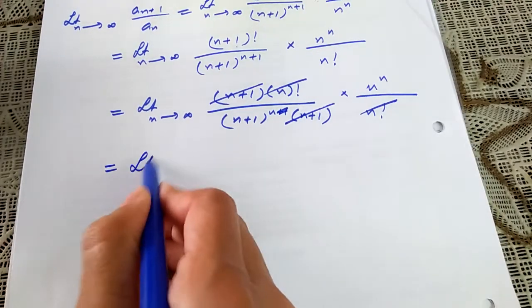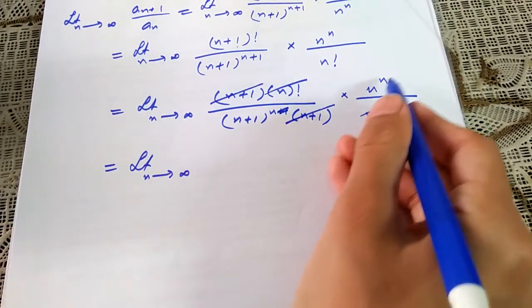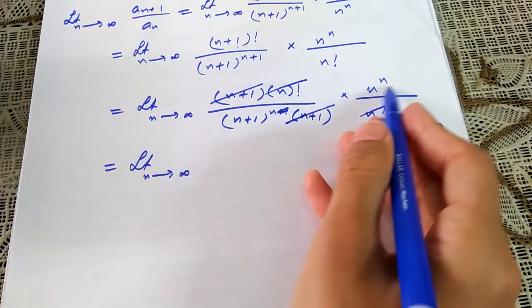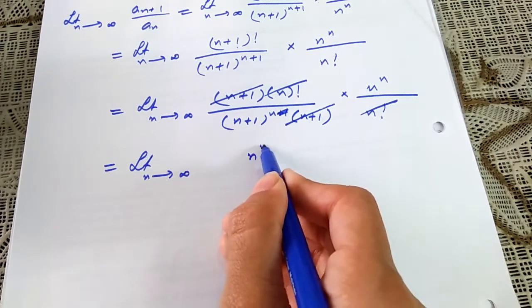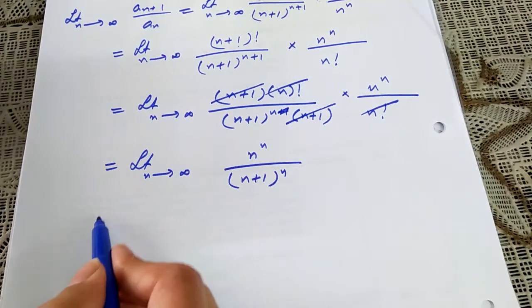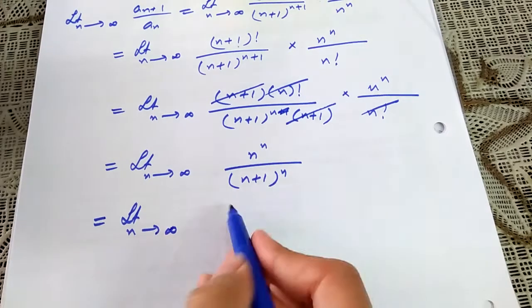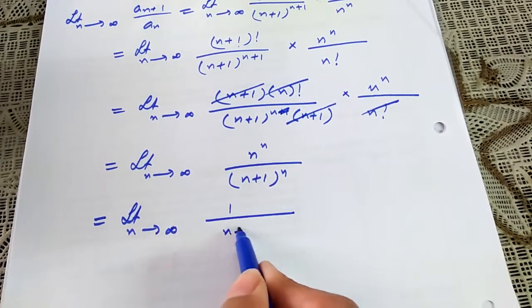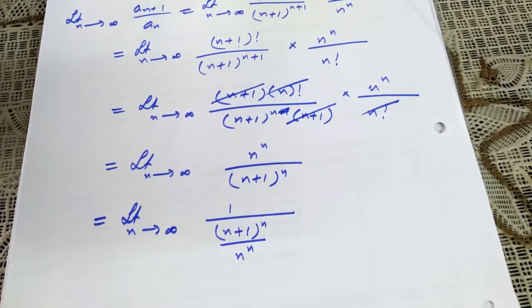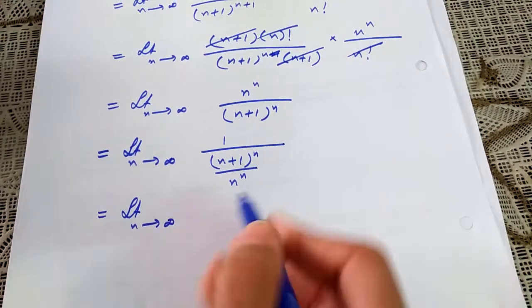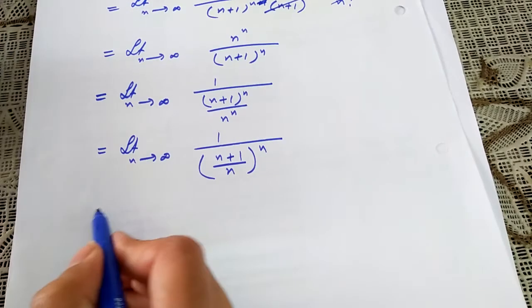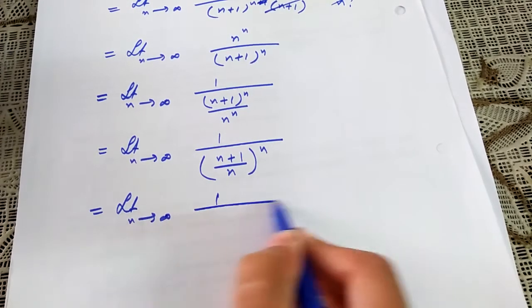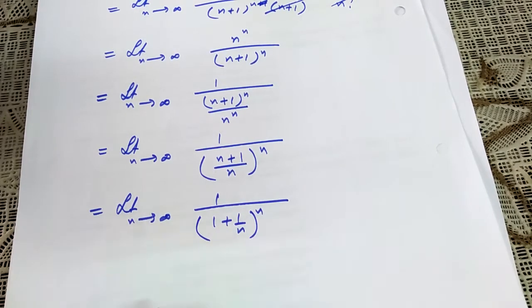So you will be left with limit n approaches to infinity, n raised to power n over n plus 1 raised to power n. This thing can be written as limit n approaches to infinity, 1 over n plus 1 raised to power n divided by n raised to power n. So it will become limit n approaches to infinity, 1 over n plus 1 over n, whole raised to power n. So it will become limit n approaches to infinity, 1 over 1 plus 1 over n raised to power n. Now apply the limit.